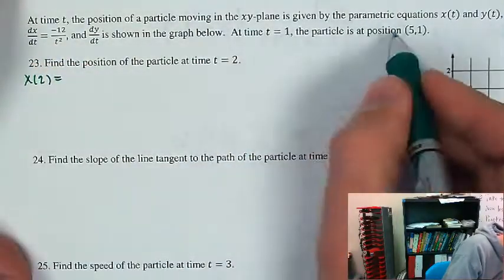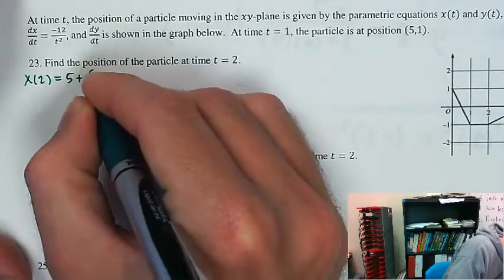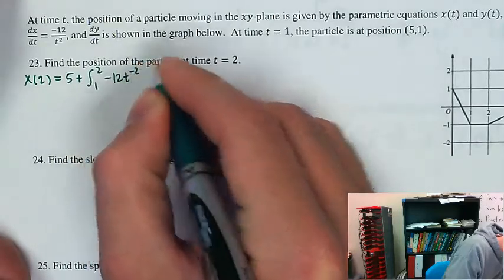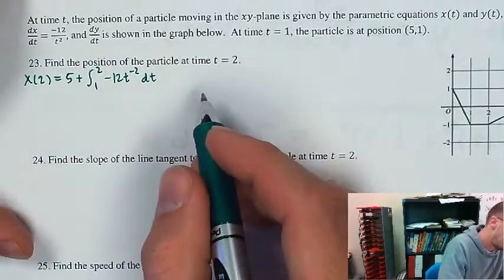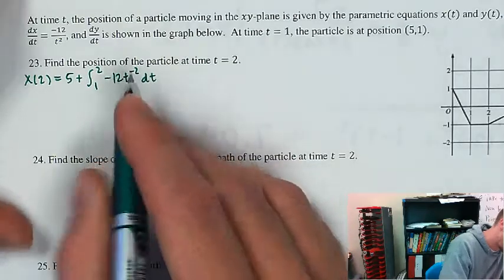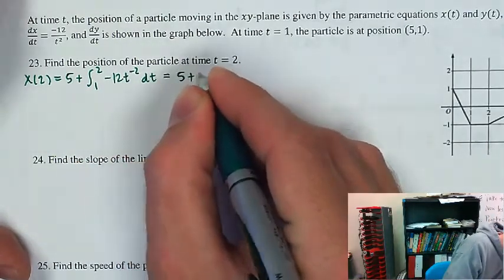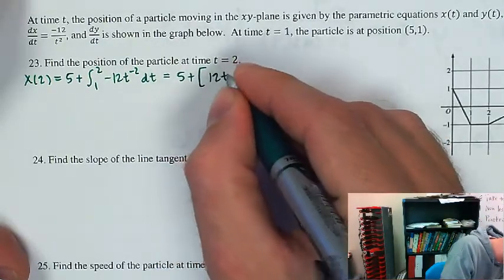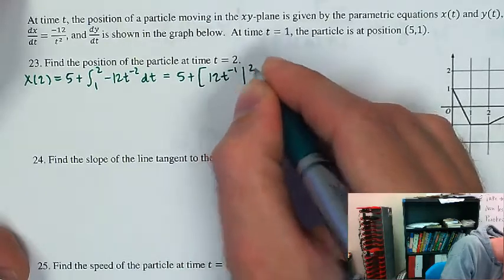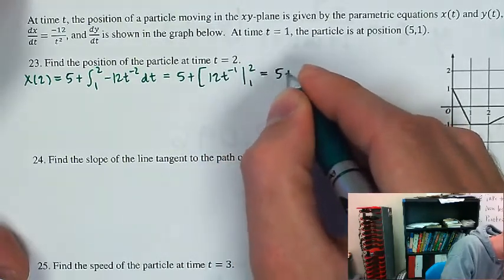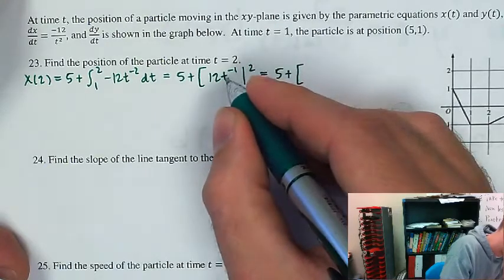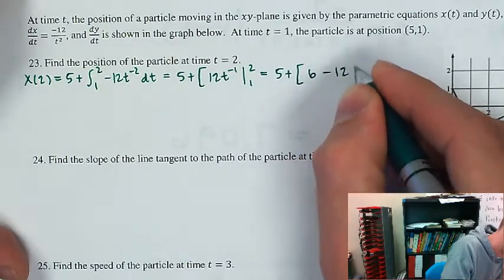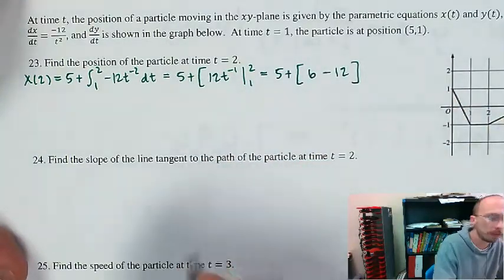x of 2 will equal x of 1 plus the integral from 1 to 2 of x prime of t dt. So that's negative 12t to the negative 2. All right, and we're going to add 1 to the power and divide by the new power to get an antiderivative. Right. And so that's going to be 12t to the negative 1 as t runs from 1 to 2. Well, that's not so bad. So that'll be 5 plus, okay, 12 divided by 2 is 6, minus 12 divided by 1 is 12. Okay. That's the x-coordinate of the position.